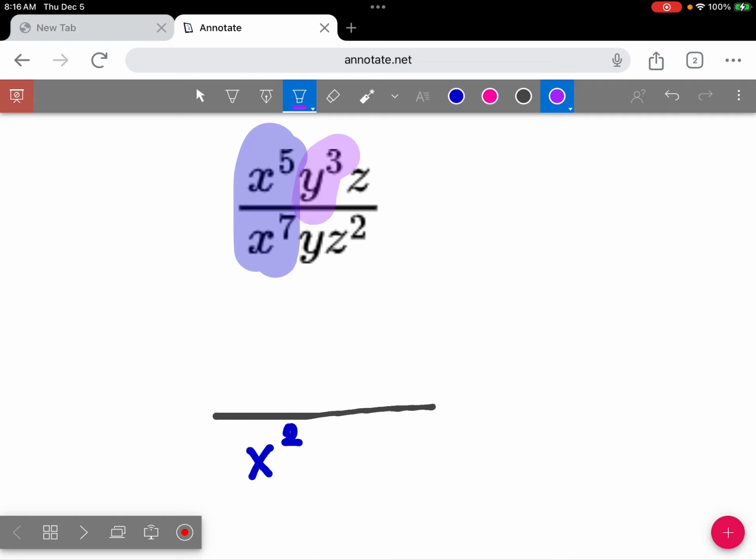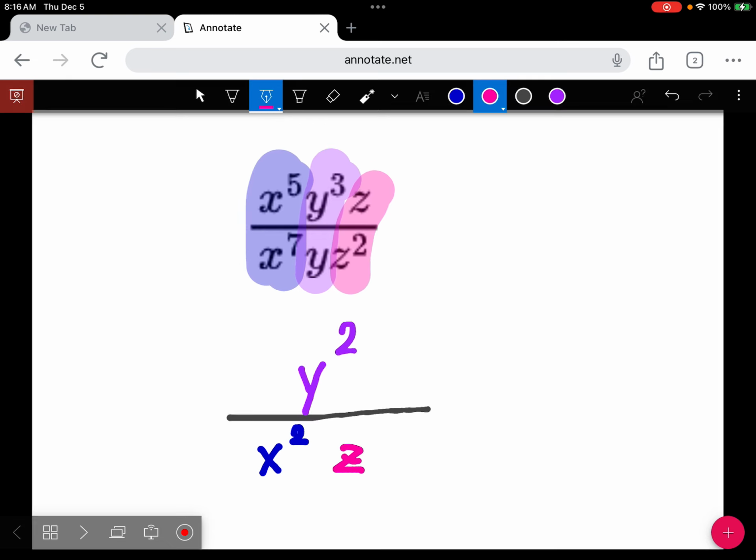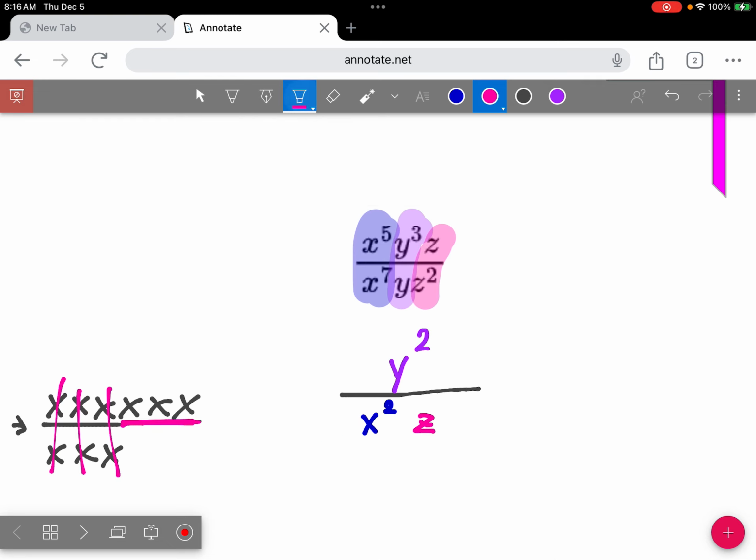How about for my y's? Y is going to be on the top, and what's our exponent going to be? 2. I have 3 y's on the top, 1 y on the bottom, so one of them cancels out. Yep. And what exponent is going to be on our z on the bottom? Just a 1, so we don't usually write that. So that is old Algebra 1 skills that we just haven't used in a hot minute.